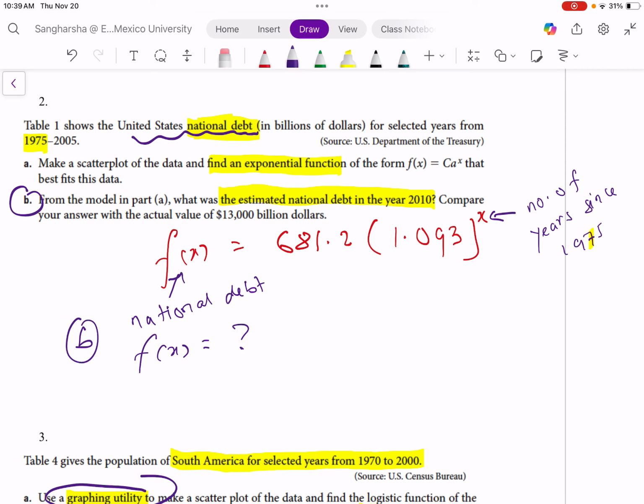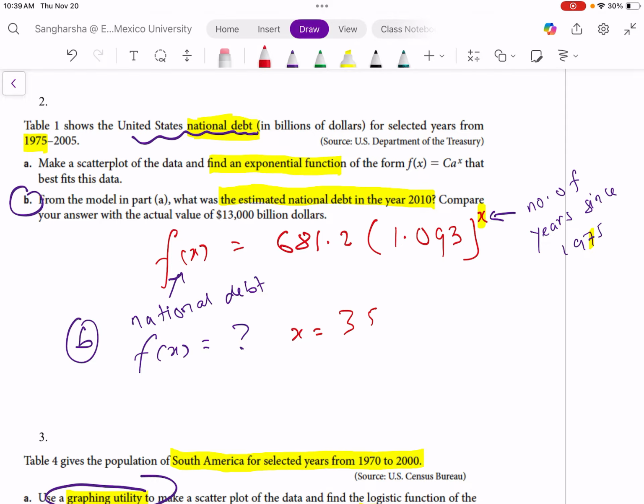Now, if we are asked to find f of x, x must be given to us. So let's find out x. What will be x for the year 2010? How did they define x? x is the number of years after 1975. So from 1975, after how many years do we get 2010? How do we find that? You take the difference of 2010 and 1975 and we get 35, right? So our x is 35.